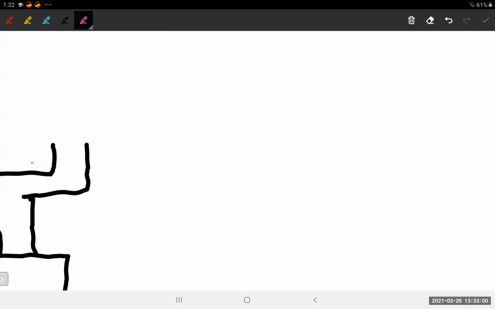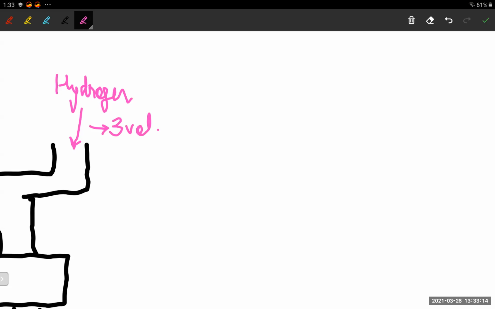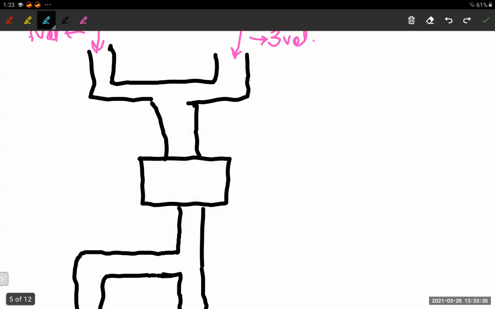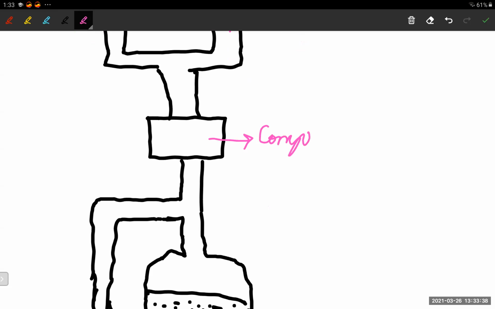Here we'll have hydrogen, and we'll let it in. And this is how much? This is 3 volumes of hydrogen. And here we are letting in nitrogen. How much nitrogen is it? 1 volume. What is the ratio? 1:3. Then here the chamber is known as the compressor.